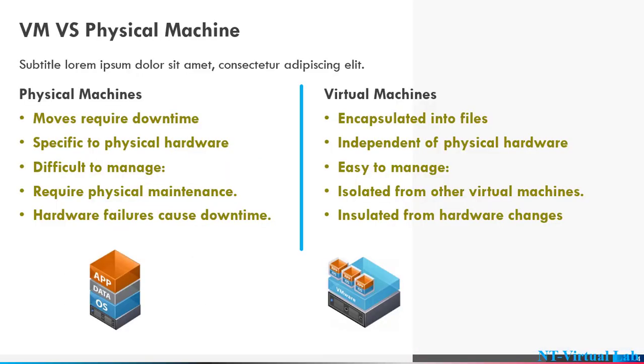What is the difference between physical machines and virtual machines? A physical machine requires some downtime to move. Let's suppose you want to move a physical machine from one building to another. You need some downtime; you need to power off the machine, then you can move it to another location. But a virtual machine is completely encapsulated into files. So without any downtime, you can move a running virtual machine from one host server to another. It doesn't matter whether your host servers are in the same location or different locations.